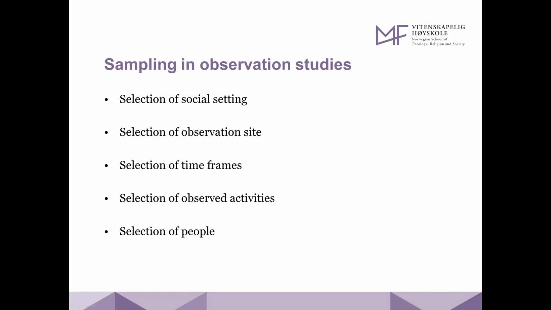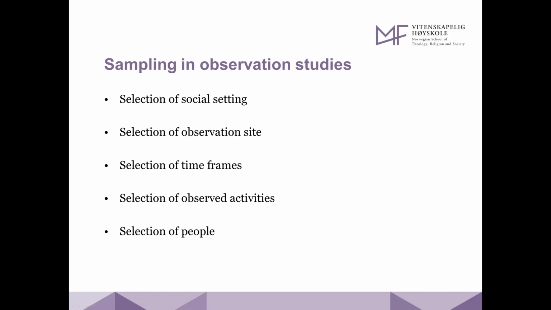First of all, you have to sample or select the social setting where you will conduct observation. And this is usually done as you design the project and formulate research question. And by social setting, I mean where you will observe in terms of, are you observing in a church, a shelter for homeless people, a meeting in a youth club, in a refugee center, etc., etc. What kind of social setting will you observe?